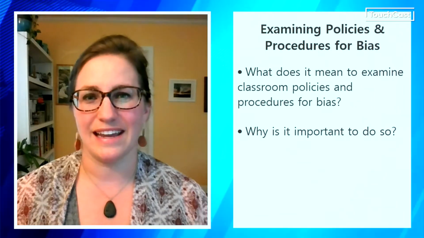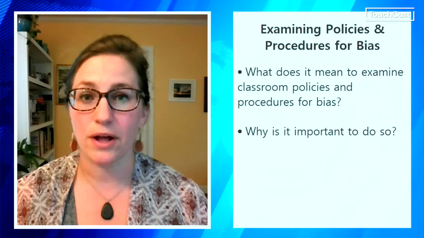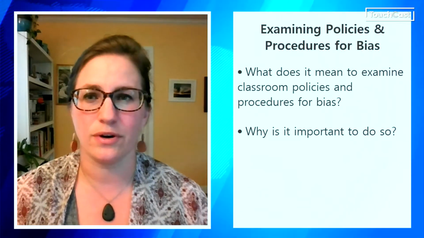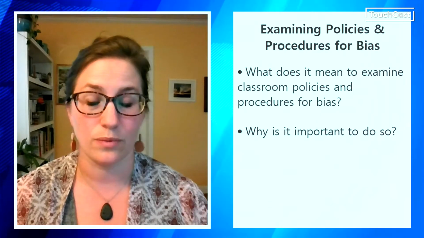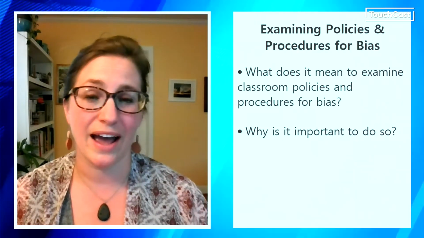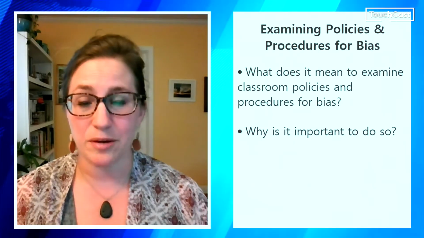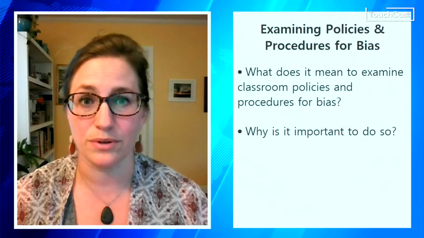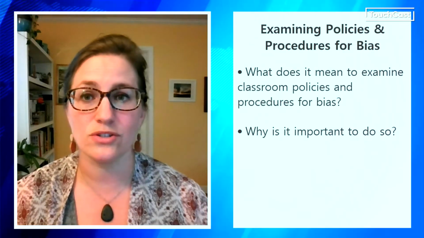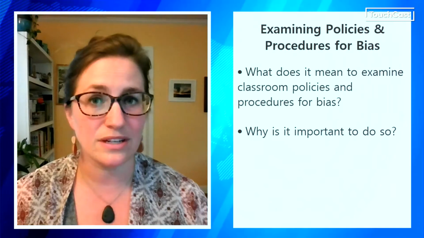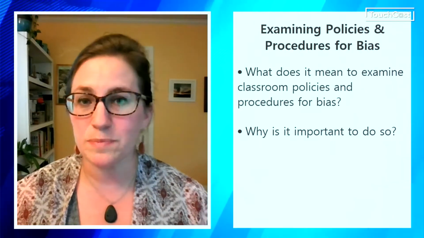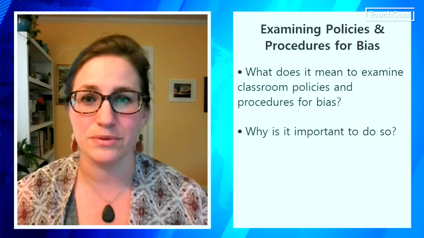Step one to building an anti-bias classroom is examining your policies and procedures for bias. But what exactly does that mean, and why is it important for the students in your classroom? Well, you as the classroom educator have a lot of autonomy and power over how those expectations and procedures get established in your room. There are many ways that you can dramatically change the course or tone of the learning environment, the student experience, and even those behaviors in your classroom just by tweaking and changing certain policies and procedures.